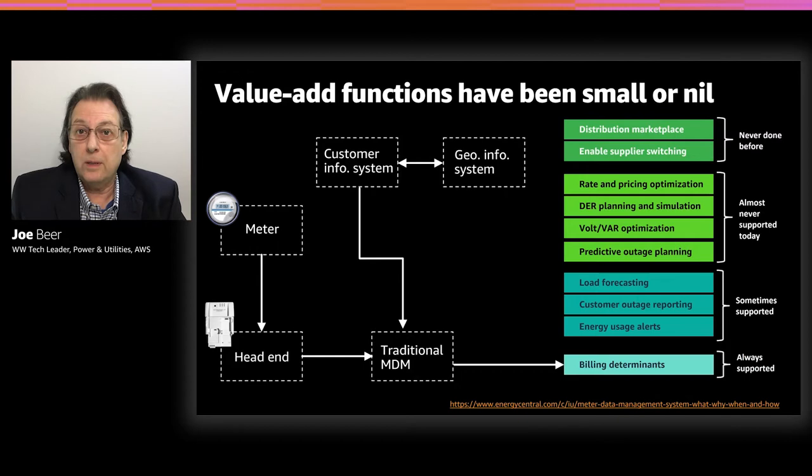Almost no one is doing these higher level use cases, though, such as using that information for rate pricing and optimization, volt VAR optimization, DER planning, and, God forbid, using that information to make it easier for utility customers to switch. Utilities don't want to do that, especially in competitive environments, but by regulation, they often have to let customers switch within, say, a 24-hour period. And if they use this data effectively, they could do that at a very low cost in an automated manner.